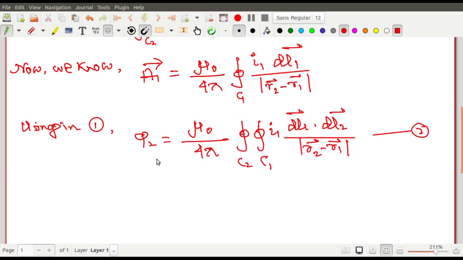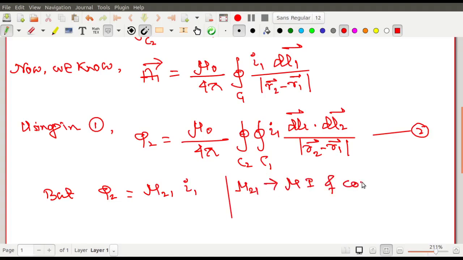This is the flux associated with the second coil. But you also know that phi 2 is equal to M21 into I1, from the definition of mutual inductance. What is M21? M21 is the mutual inductance of coil 2 due to coil 1. So that's phi 21. Let it be equation number 3.